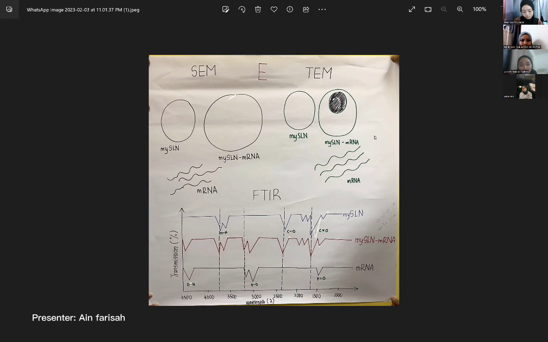But if we were to encapsulate the SLN with a drug like mRNA, it should be slightly larger than my SLN. For example, my SLN is 50 nanometer in diameter, and my SLN with mRNA should be 100 nanometer. And if you were to view mRNA under SEM, it should only be strands, small strands.